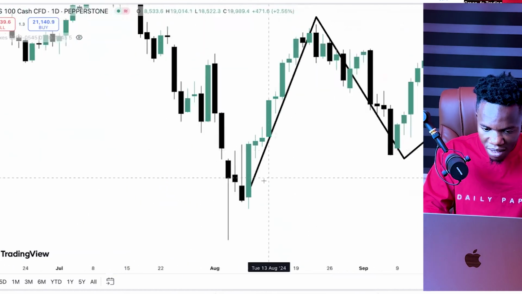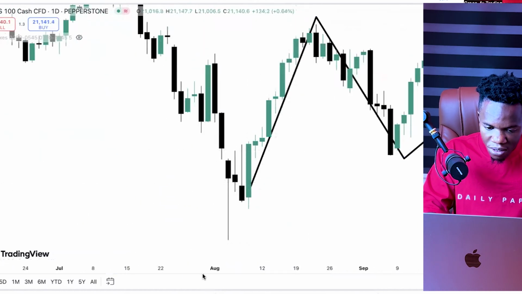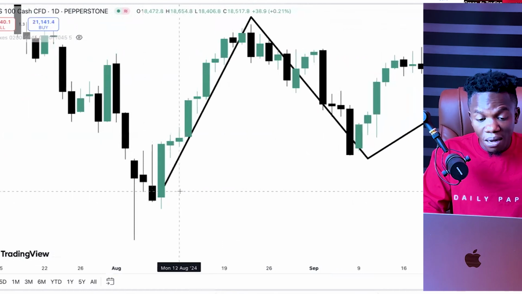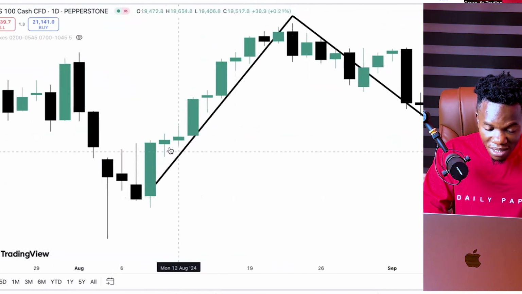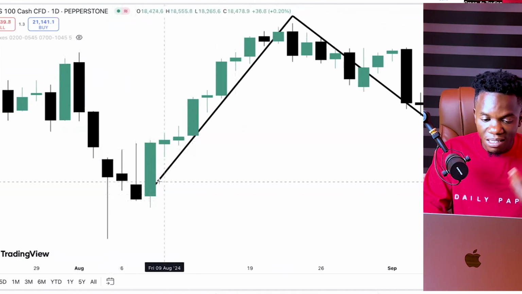Example is something like this. This is where we want to get on the move. All right, and how do we get on that move? The moment we see that there's a reversal here. A reversal is just when a green candle closes above a black candle. It's as simple as that.